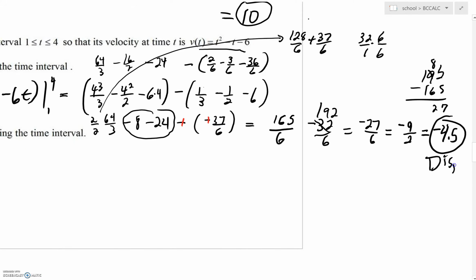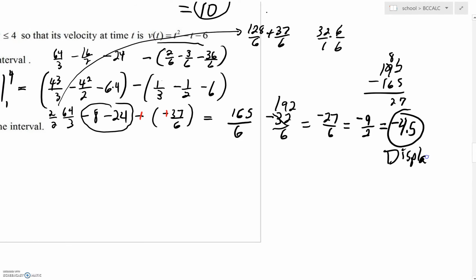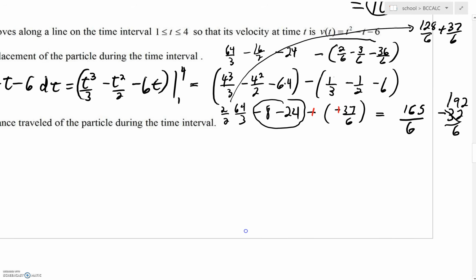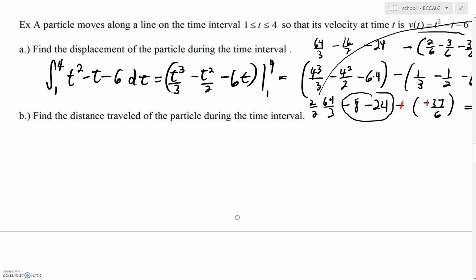The displacement being negative would mean that we are ending to the left of where we began, and we're ending negative 4.5 units to the left of where we began. That's all well and good. As we look at this last part of the problem, though, it says find the distance traveled.